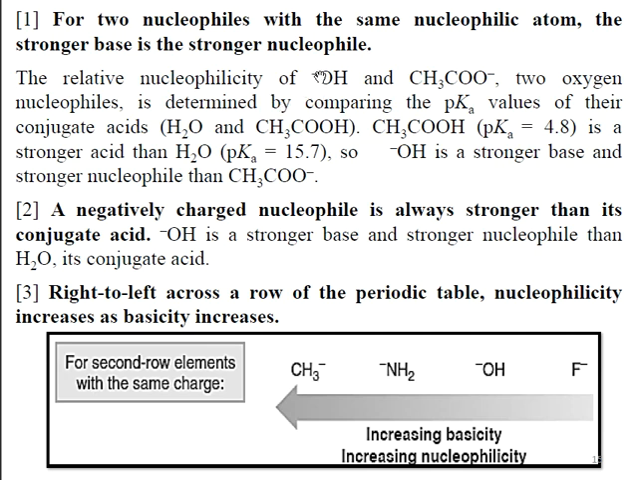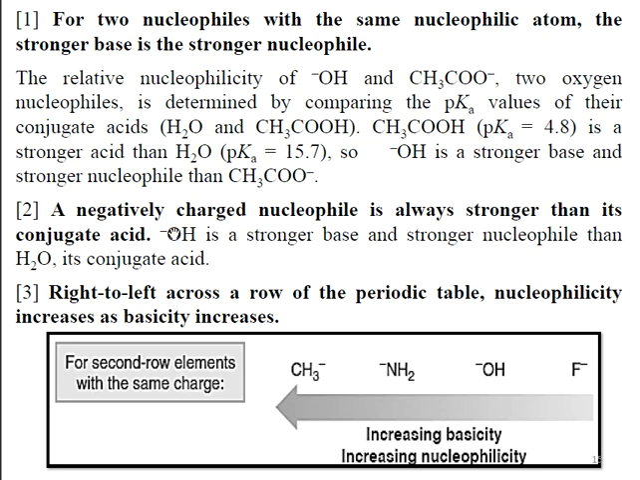Less stable base, it will be a strong nucleophile. This is important. Number two: a negatively charged nucleophile is always stronger than its conjugate acid. Of course, this is the OH minus, the negatively charged nucleophile. What is the conjugate acid for this? You will say we add one hydrogen, and it will be H2O, neutral and stable. For this reason, the negatively charged nucleophile is always stronger than the conjugate acid.